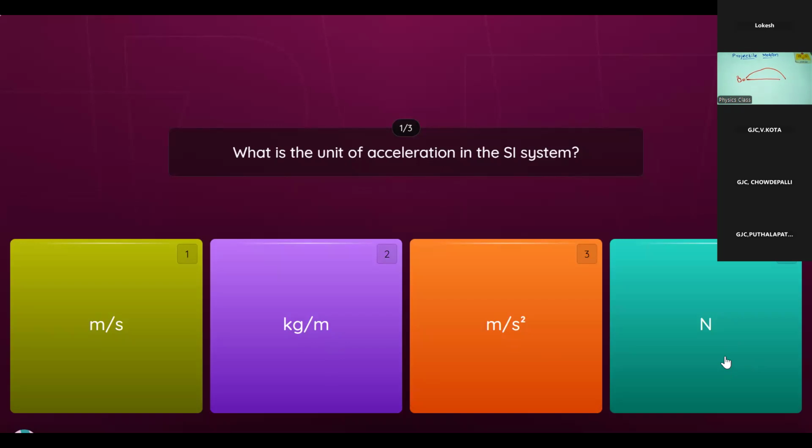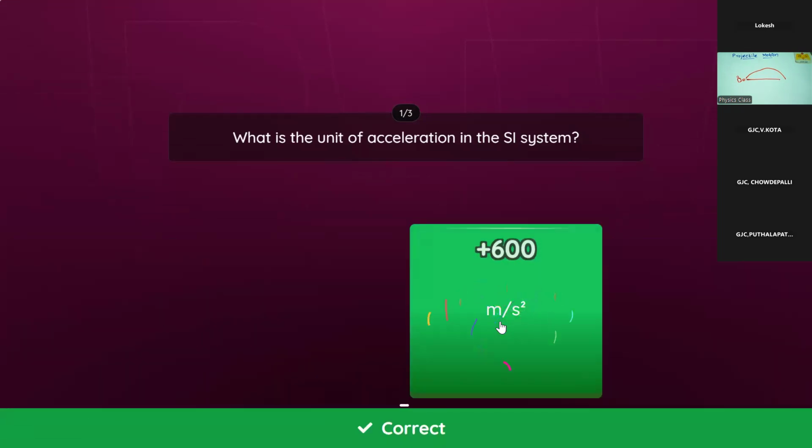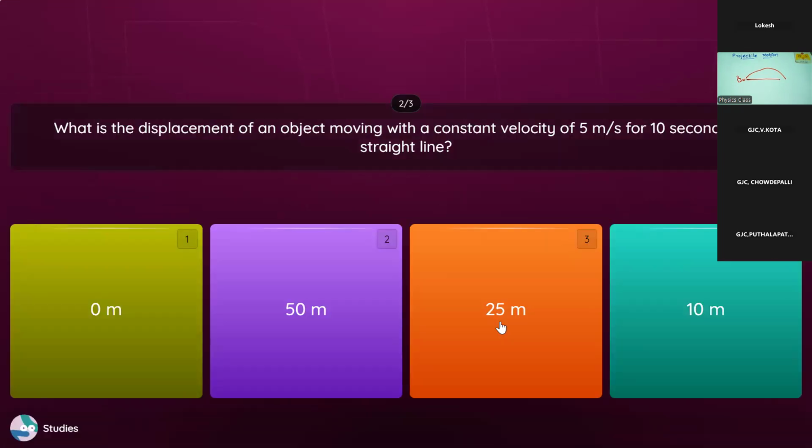Okay. Good. So, meter per second square is the unit of acceleration in the SI system. Correct, so we can choose that third option, meter per second square. Very good.